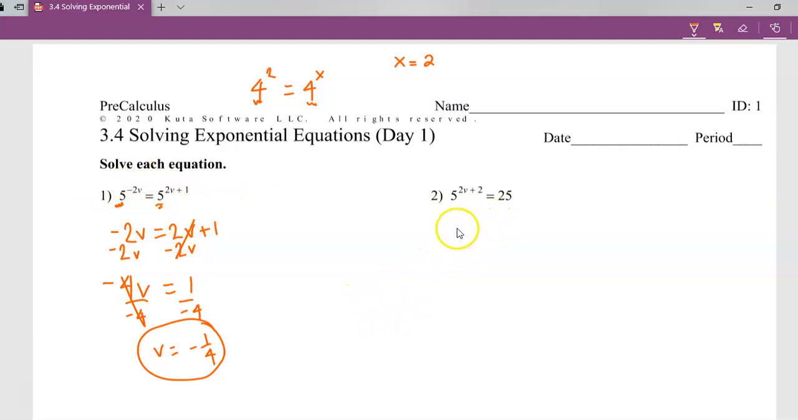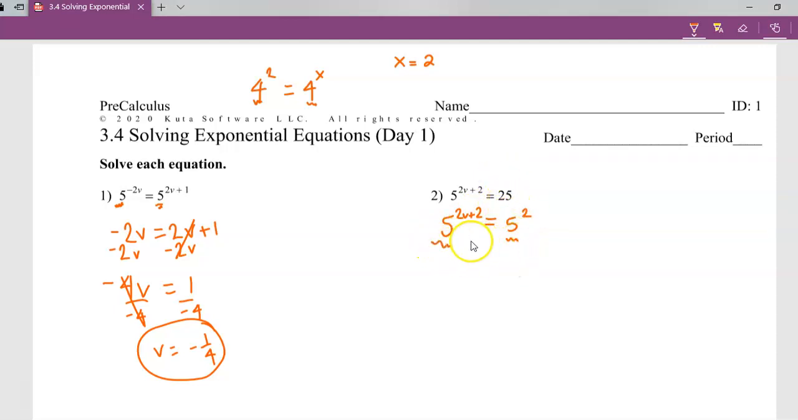So let's look at number 2. So I have 5 to the 2v plus 2 equals 25. Now 5 and 25, the bases do not match. However, I can write 25 with a base of 5, right? Because 25 is just 5 squared. So I could rewrite this equation to be 5 to the 2v plus 2 is equal to 5 squared. And right, 5 times 5 is 25. So that's just another way to write the same number.